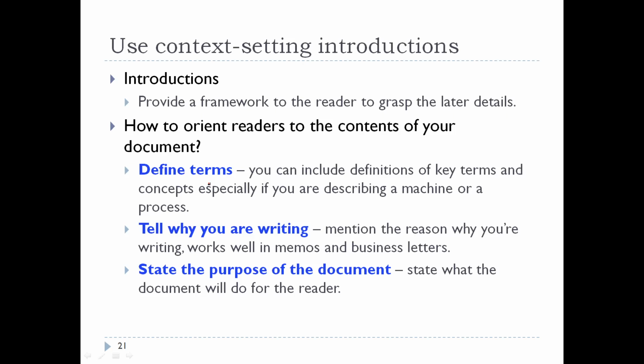Use context setting introductions. Introductions basically provide a framework to the reader to grasp the later details. The introduction of a book talks about the rest of the book. The introduction of a chapter talks about the rest of the chapter. The introduction of a section talks about the rest of the section. Or a subsection, it talks about the rest of the subsection. So you should always have an introduction everywhere. If you're writing a section with 5 or 6 paragraphs, the first paragraph should be the introductory paragraph about that section. What is that section going to talk about? The remaining paragraphs should talk about each of the things that you mentioned in the introductory paragraph.